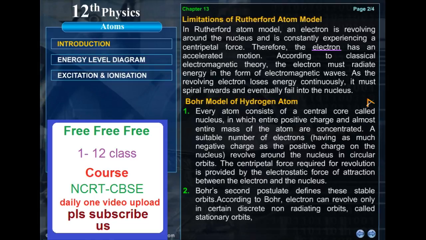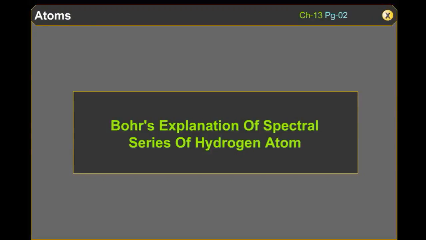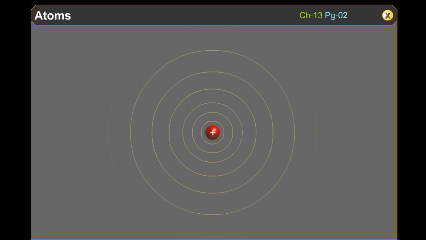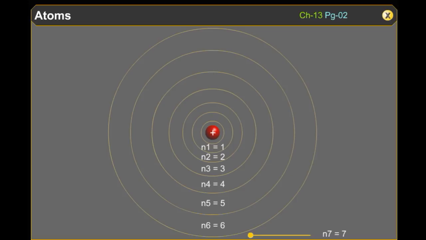Bohr model of hydrogen atom. Bohr's explanation of spectral series of hydrogen atom. Bohr offered the theoretical explanation of the spectral series. They are Lyman series. The Lyman series is obtained when an electron jumps to the first orbit, that is n1 is equal to 1, from any outer orbit, n2 is equal to 2, 3, 4 and so on.